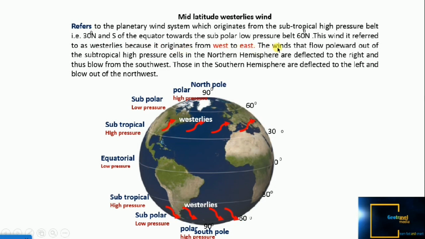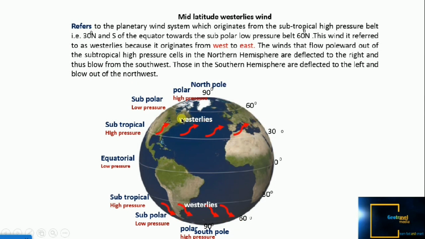The winds that blow or flow polewards out of the subtropical high pressure cells, in the northern hemisphere, are deflected to the right and thus blow from the southwest, but those in the southern hemisphere are deflected to the left and blow out of the northwest.